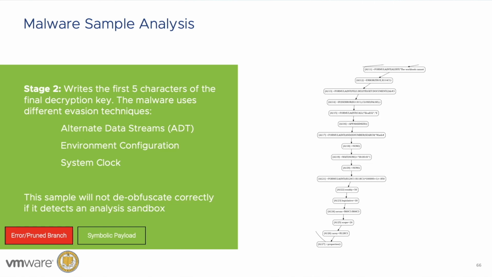It will check some environment configuration, or the consistency of the system clock. What is interesting to note here is that the malware will not simply abort execution if these values are not what it is expecting to see, but it will instead deobfuscate incorrectly. And this is why symbolic execution is interesting.